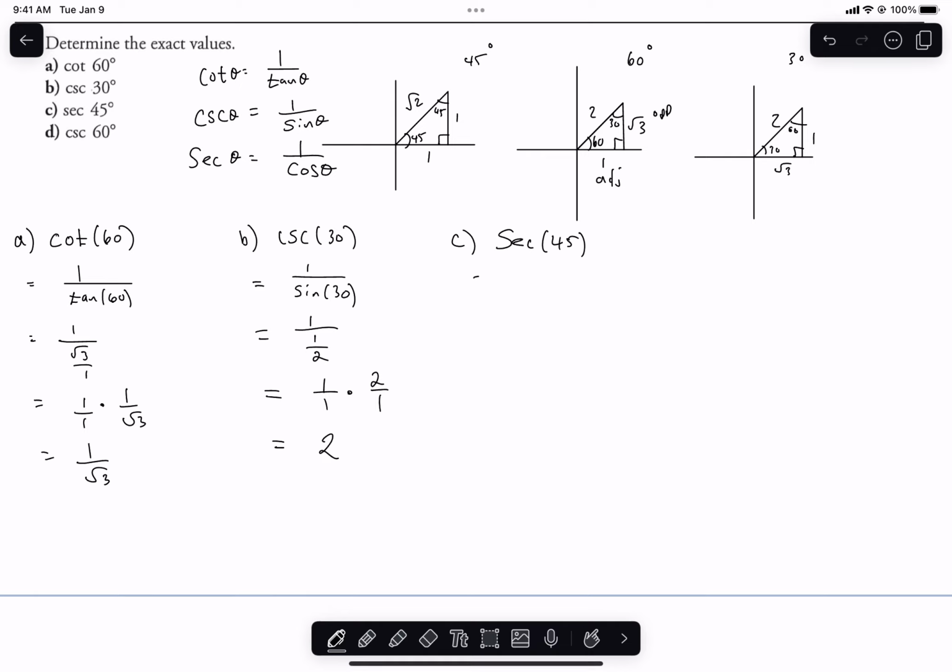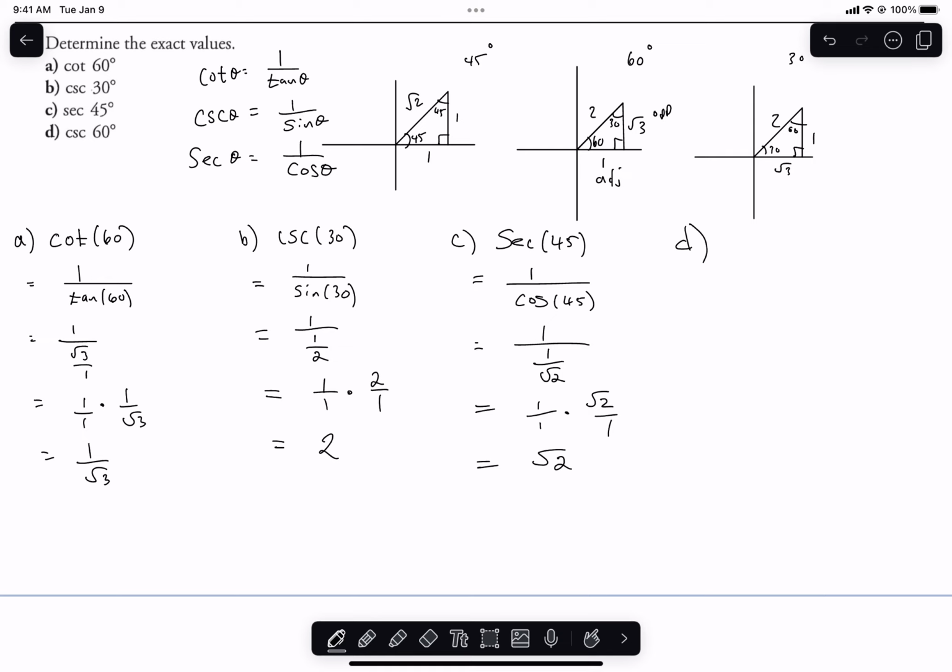For question C, the secant of 45 degrees is going to be equal to 1 over cosine of 45. The cosine of 45 is 1 over root 2. And so when I bring that up, I get 1 over 1 multiplied by root 2 over 1, and so I just get root 2.